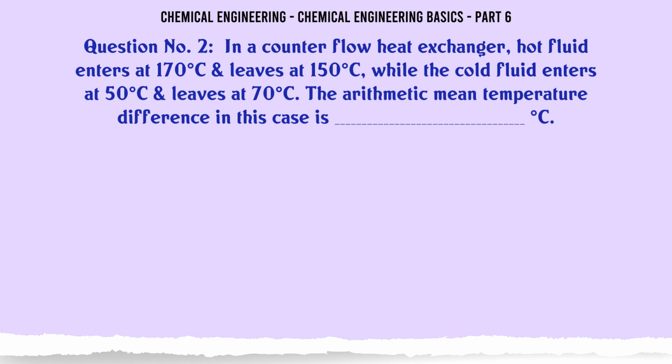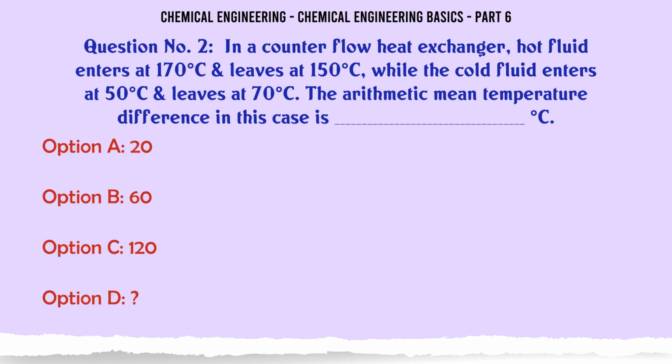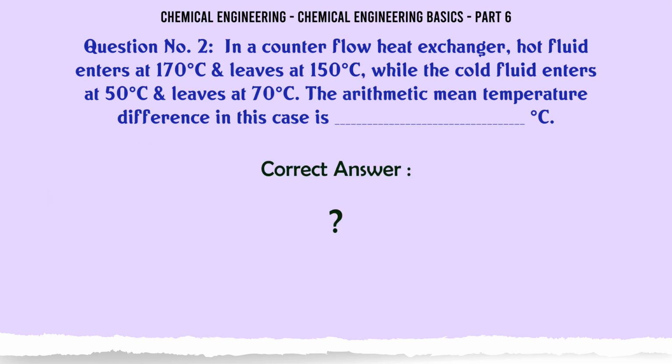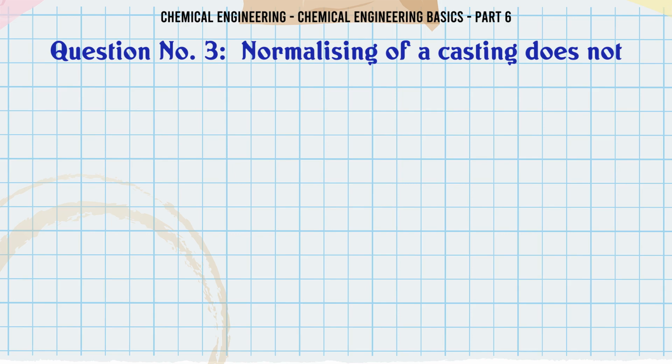In a counterflow heat exchanger, hot fluid enters at 170 C, leaves at 150 C, while the cold fluid enters at 50 C, leaves at 70 C. The arithmetic mean temperature difference in this case is: A. 20. B. 60. C. 120. D.